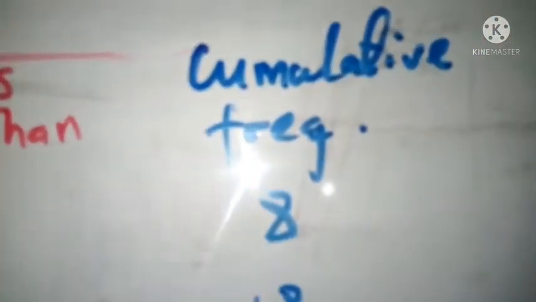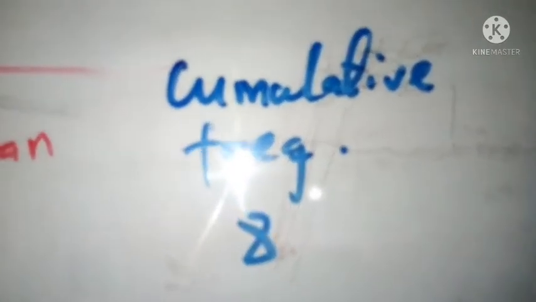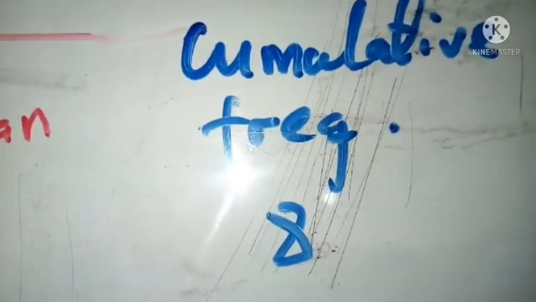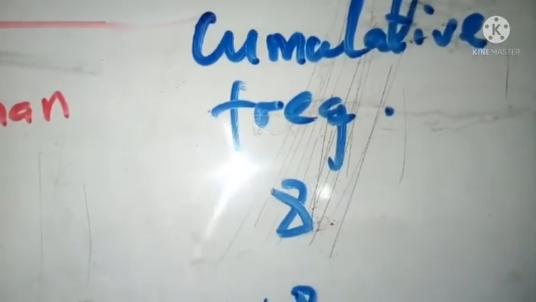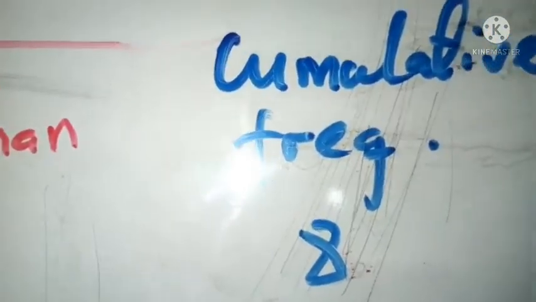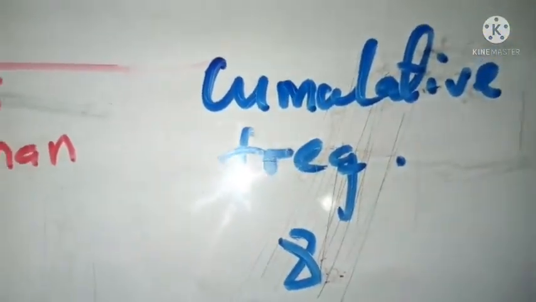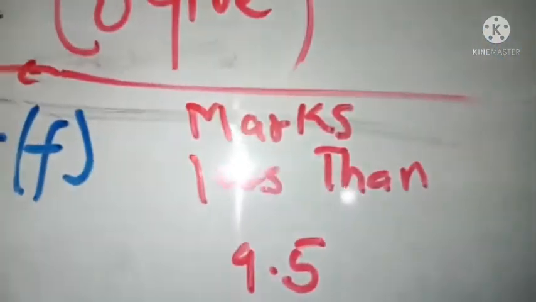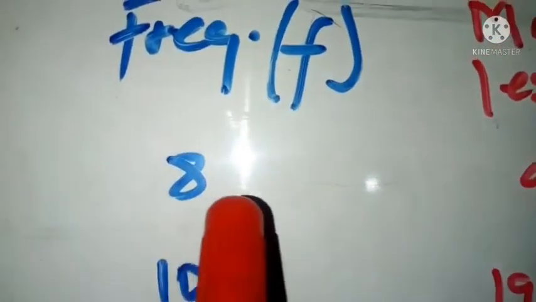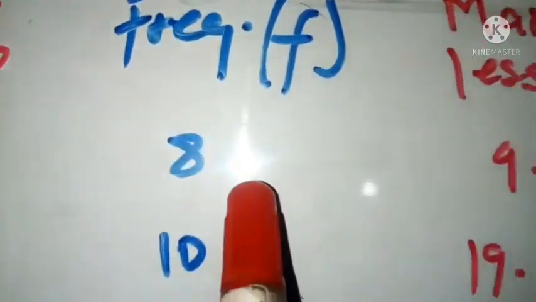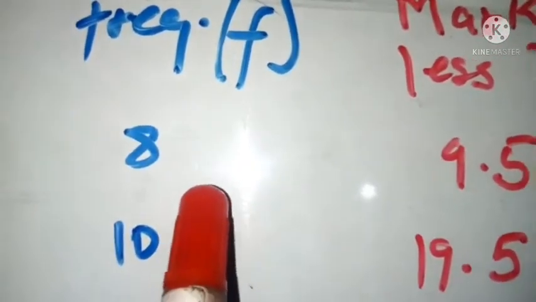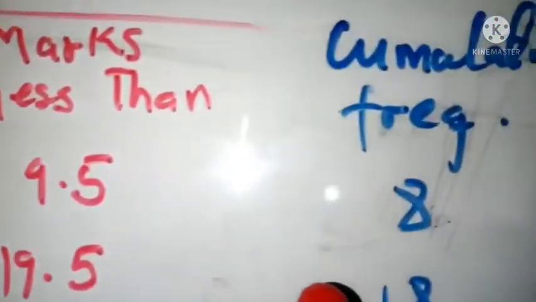The second one is the cumulative frequency, right? So how do you get your cumulative frequency? As the name suggests, we are going to accumulate. We are going to add all the frequencies step by step. So how do you do that? You look at the first frequency. The first frequency is 8, right? So the first frequency is 8, and that's why I'm having my 8 here.